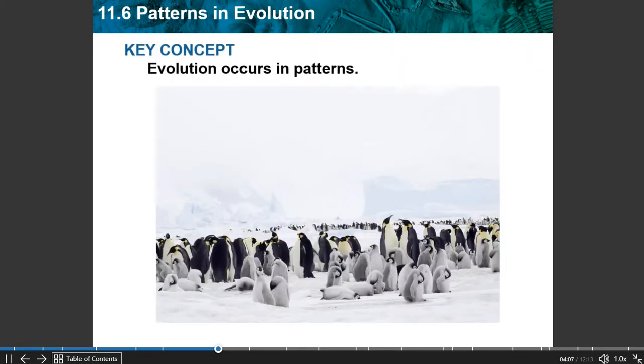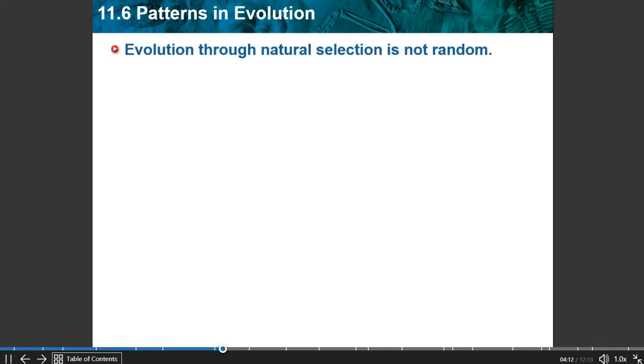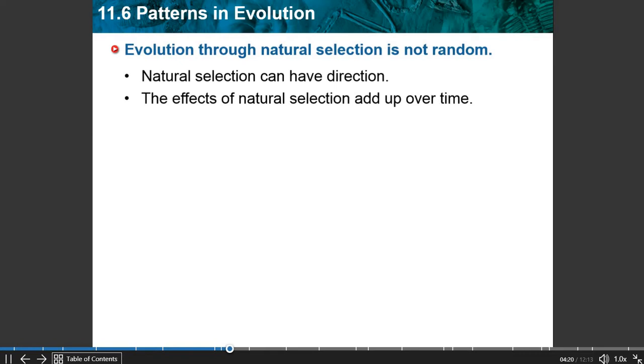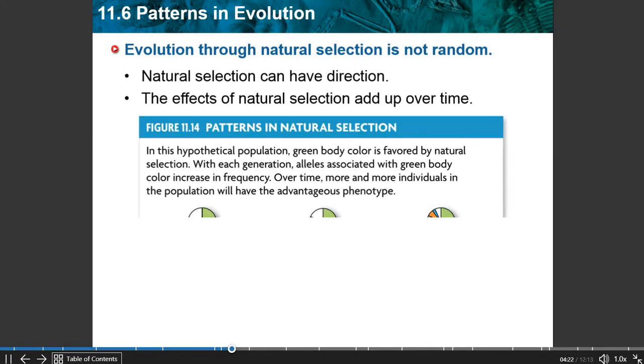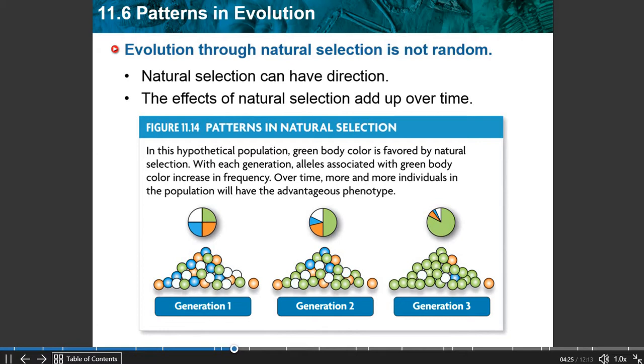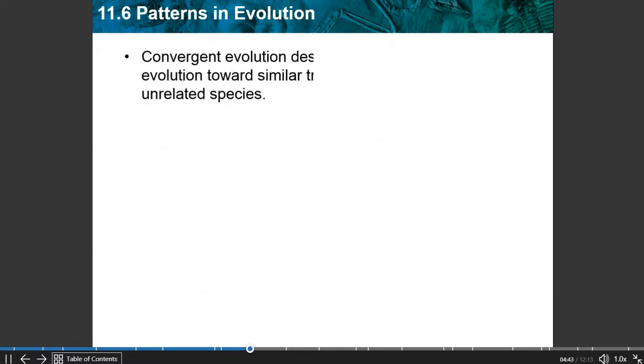Like I said, in 11.6 we're going to look at some things that tie into what we were already talking about. Natural selection can have direction. The effects of natural selection add up over time. You can see here in this picture, let's say green: you had an equal number of each, and for whatever reason green ended up being the best suited for that environment. As time goes on, you're going to start to see more and more green in that population.